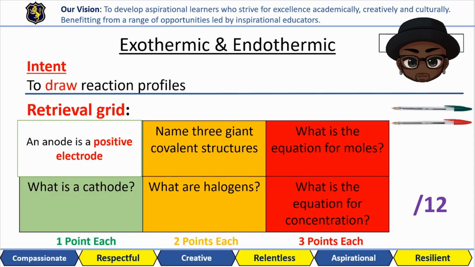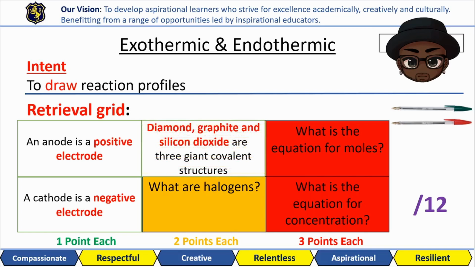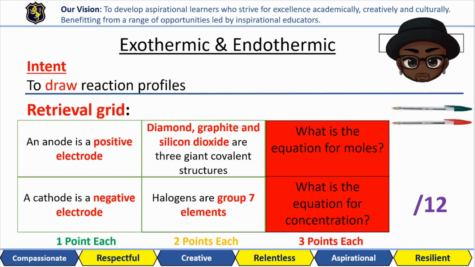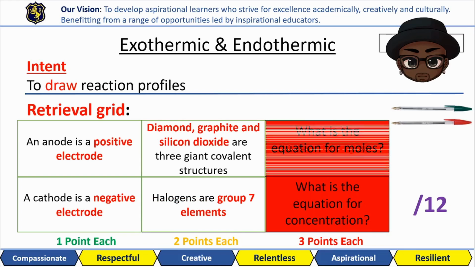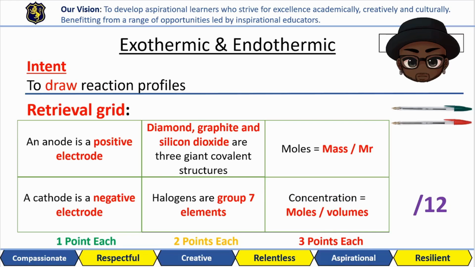Anodes are positive electrodes. Cathodes are negative electrodes. Diamond, graphite and silicon dioxide are the three examples of giant covalent structures that you need to know. Halogens are group 7 elements. You calculate moles by dividing the mass by the molar mass. And finally, concentration is calculated by moles over volume.